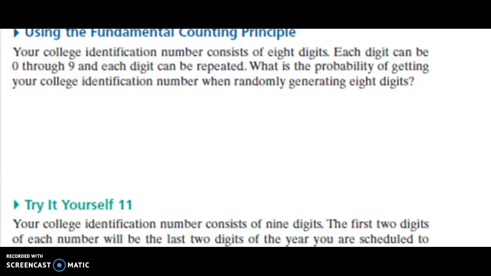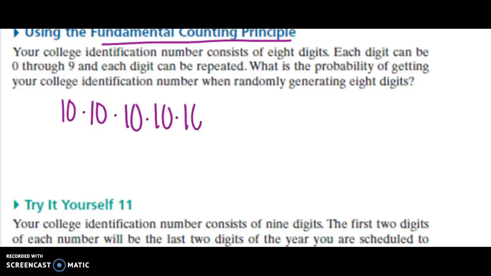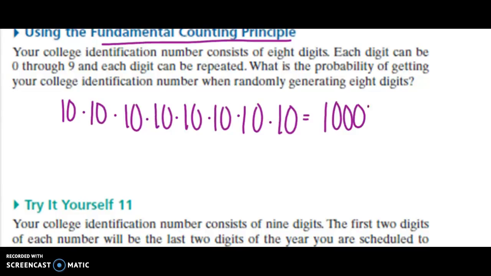Well, this goes back to something we talked about earlier. The fundamental counting principle says this, okay? The first number I could get out of my 8-digit number, I can have 0 through 9, and it can be repeated. So then for the second number, it's also 10. Third number can be 10, fourth 10, fifth 10, sixth 10, seventh 10, eighth 10. Multiply all of those together is 1 with 8 zeros.